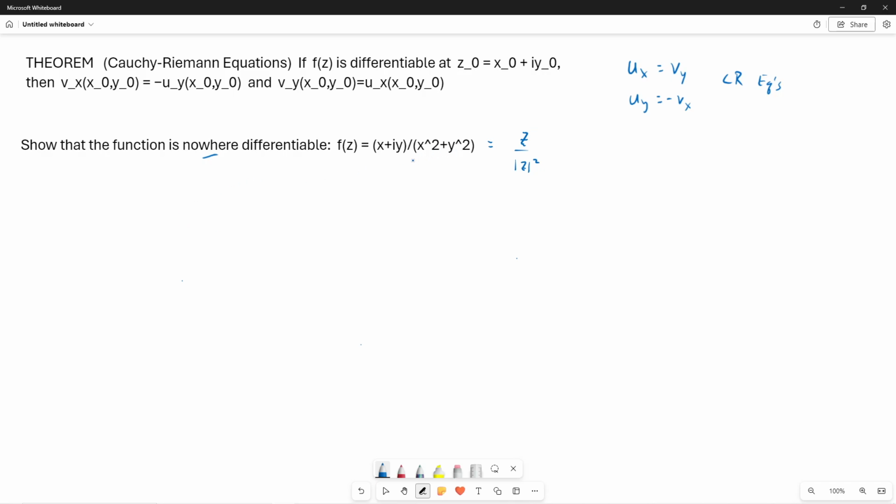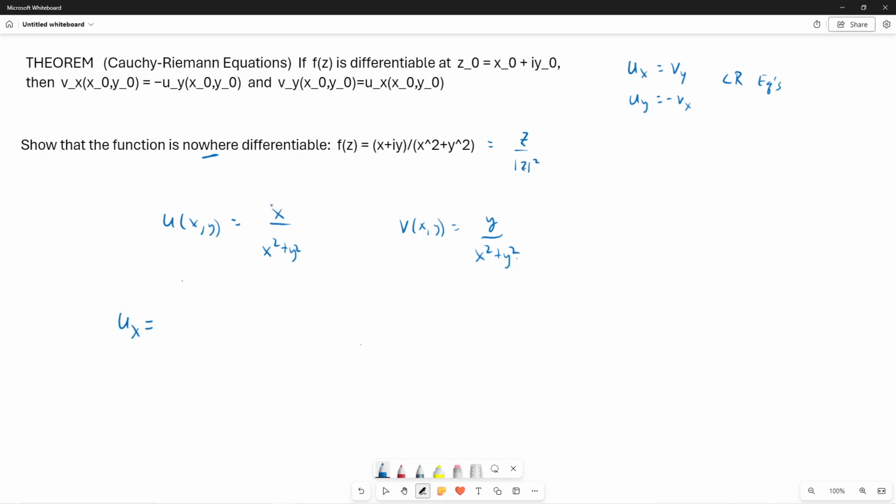Our function, we can write in terms of the real and imaginary parts. The real part u is x over x² + y², and the imaginary part v is y over x² + y². Now we have to compute u_x, u_y, v_x, and v_y, and check to see if these equations hold. And we hope, since we're trying to show the function is not differentiable, that they do not hold. So let's calculate u_x first.